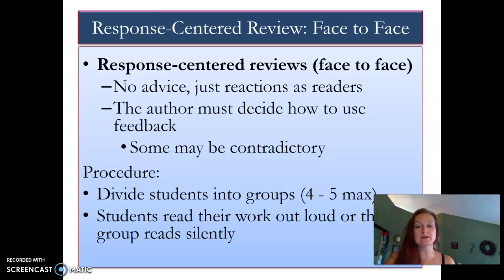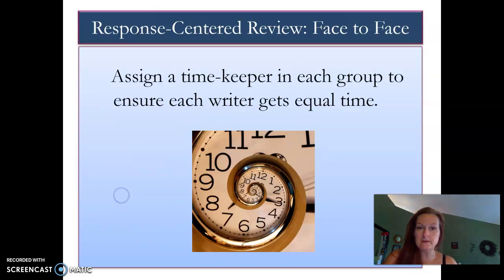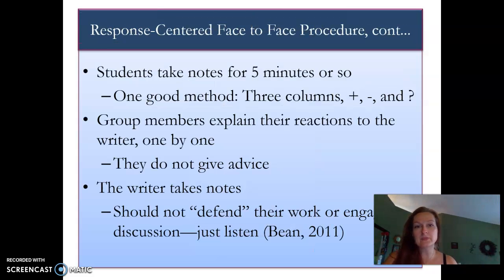So the procedure for this is to divide students into groups, 4 or 5 people maximum, and then the students will either read their work out loud, which is my preferred method, or the group can read silently. Everybody brings enough copies for everybody, etc. Everybody reads the paper. And you're going to assign a timekeeper in each group to ensure that each writer gets equal time, because otherwise it's real easy to just end up focusing on one person's paper and then your time's gone.